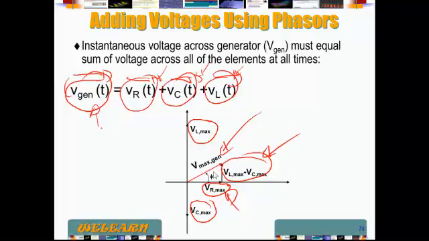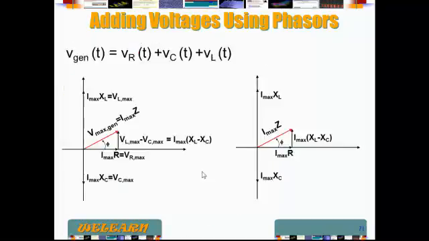The phase angle is going to be the angle that Vmax gen makes with the x-axis. And from that angle, we'll figure out if it is ahead or lagging. If it is positive, it's ahead. If it is negative, it is lagging. So it's as simple as that.